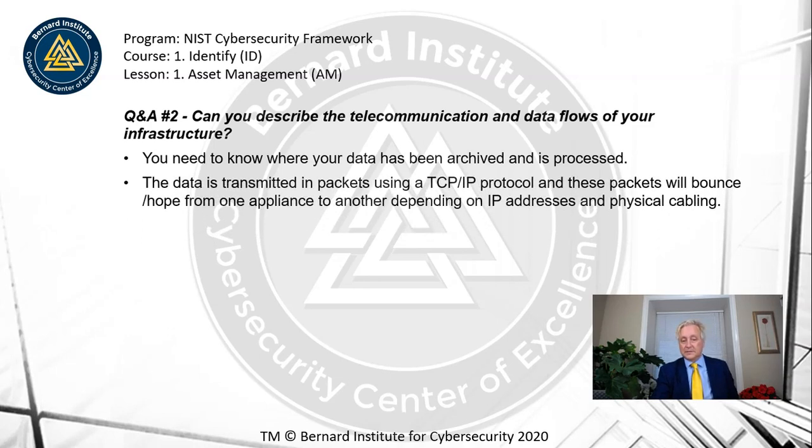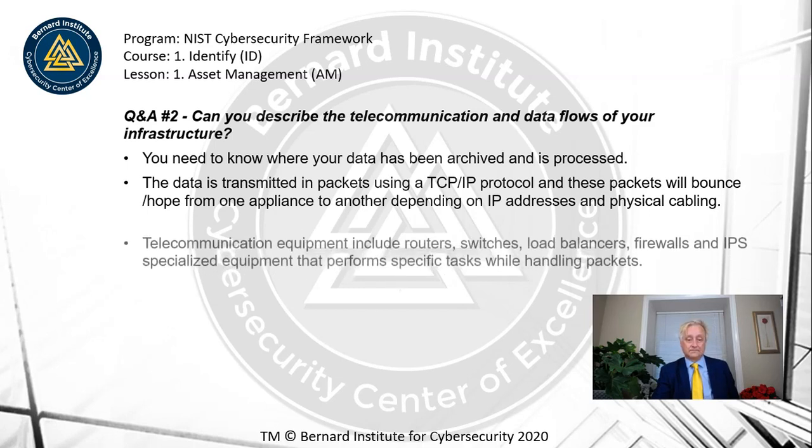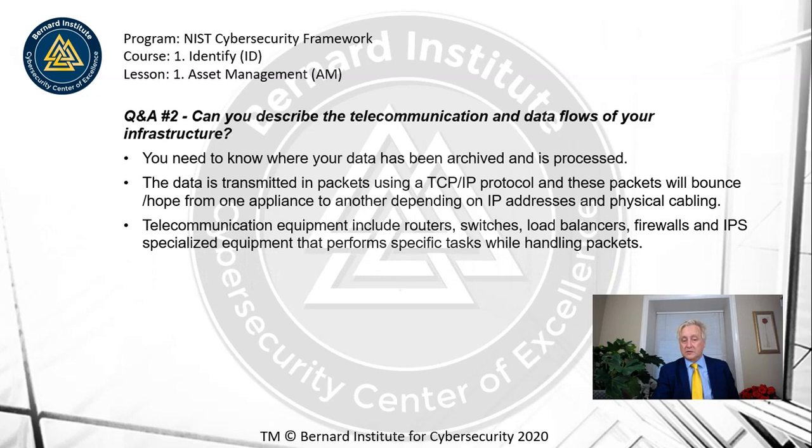The data is transmitted in packets using things like TCP protocols. These packets will bounce or hop around the organization, depending on the IP address and physical cabling. Telecommunication equipment includes routers, switches, load balancers, firewalls, IPS, specialized equipment that performs specific tasks while handling the packets. So you want to know what those devices are. And probably when you map the data flow, you'll find out what they are.